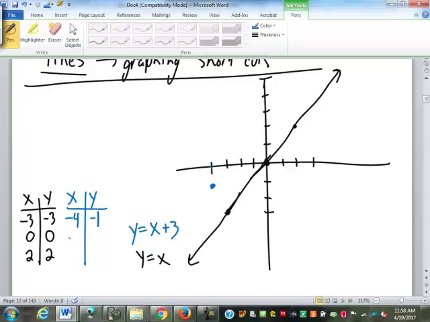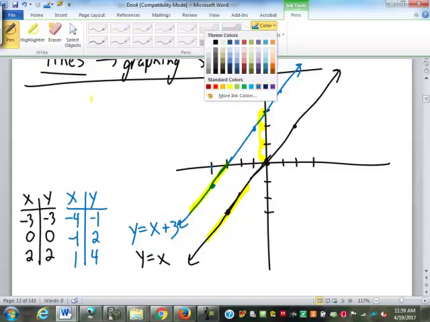If x is negative 1, what's y have to be? 2, good. Negative 1 plus 3 is 2. So we got the point negative 1, 2. If x is positive 1, what's y have to be? 4, good. So we have the point 1, 4. Again, we can see that's a straight line. And if we look at it, it is parallel to that original line. It's just been moved up 3 spots. So adding 3 to the x just moves the line up 3 notches on our graph.